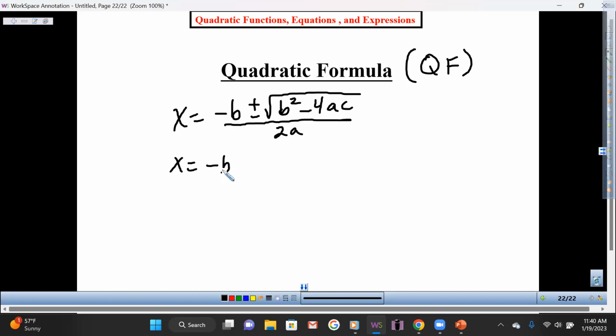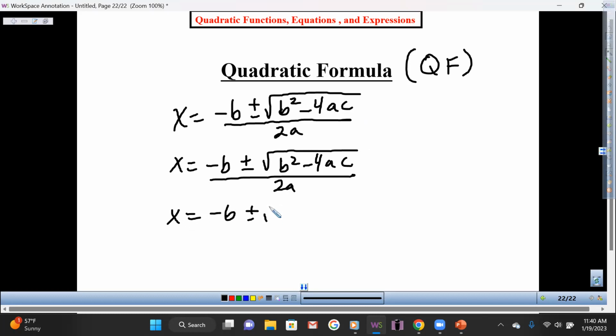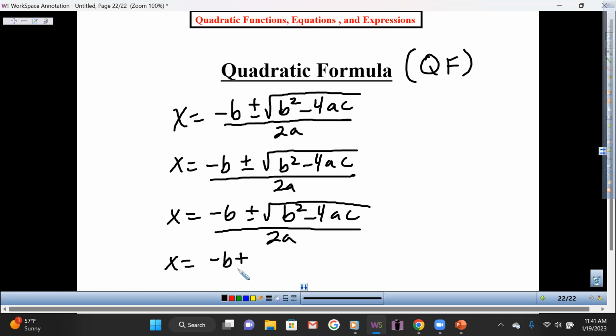X equals minus B plus minus square root B squared minus 4AC over 2A. Again, X equals minus B plus minus square root B squared minus 4AC over 2A.